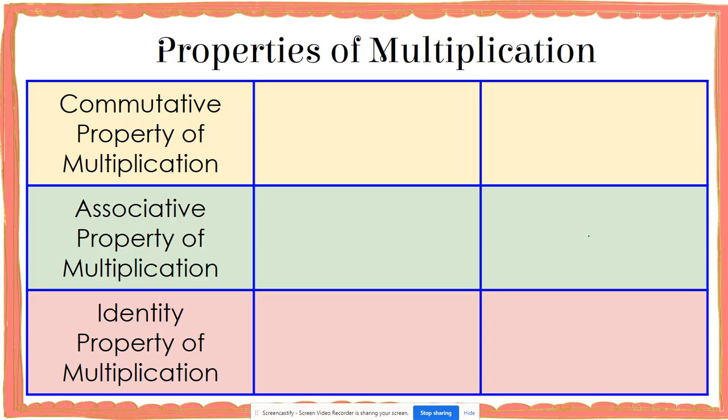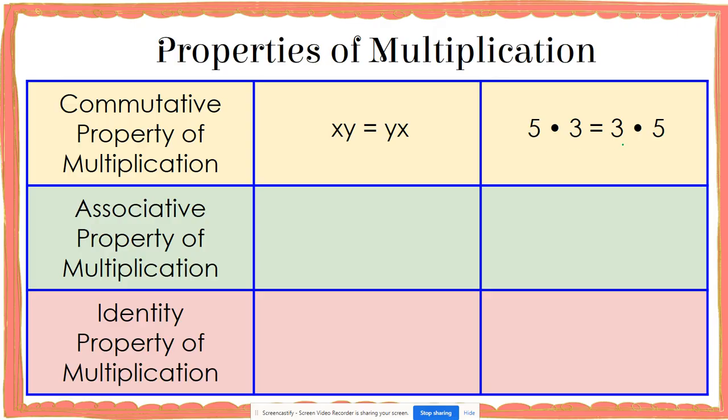Next, we're going to look at the properties of multiplication. The properties of multiplication are the same as addition. We have the commutative property, the associative property, and the identity property. The commutative property tells us that we can multiply numbers in any order. So algebraically, this would mean if I do x times y, that is the same as saying y times x. This might mean 5 times 3 is equal to 3 times 5.